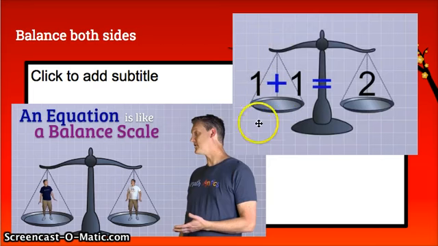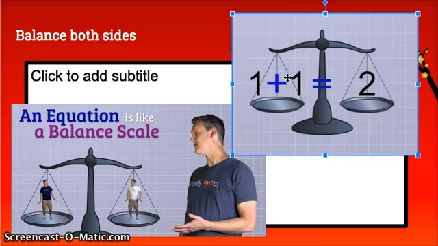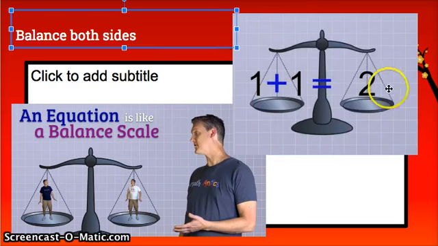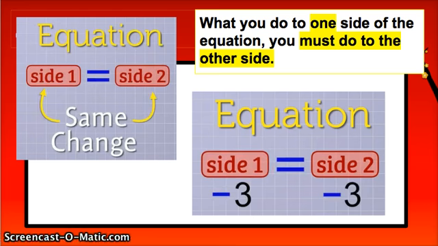If I mess with this side here on the left, that's going to change the value of that side. In order to keep it equal, I have to also do the same thing to this side. So the key concept related to balance is this: if I change one side of the equation, I have to make the same change on the other side. And the fill-in for your notes that goes with that is: what you do to one side of the equation, you must do to the other side. Otherwise, the equation is not balanced anymore.